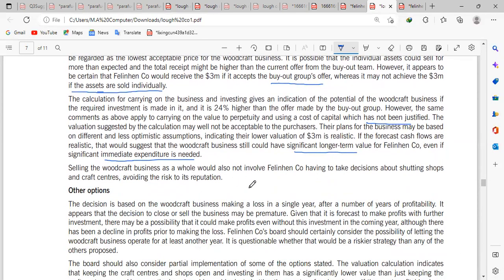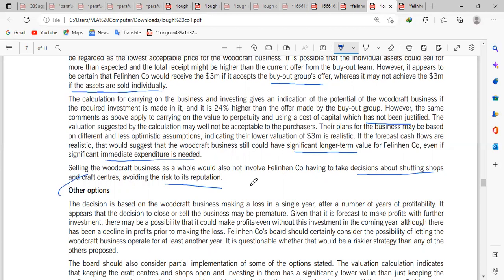Selling the woodcraft business as a whole will also not involve the company having to take actions about shutting shops and craft centers, avoiding the risk to its reputation. So selling the woodcraft business as a whole would also not involve the company having to take decisions about shutting shops. I mean, if you are selling your whole division, so the other options, what would be there?